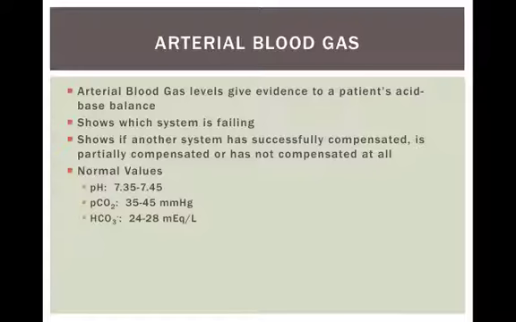Those are our normal values for everything. Those are also what you'd be getting from an ABG. So you get a pH, pressure of carbon dioxide, which should be between 35 and 45 millimeters of mercury, and a bicarb between 24 and 28.